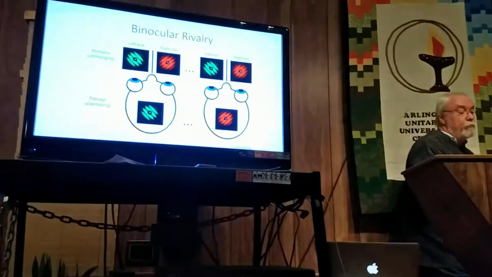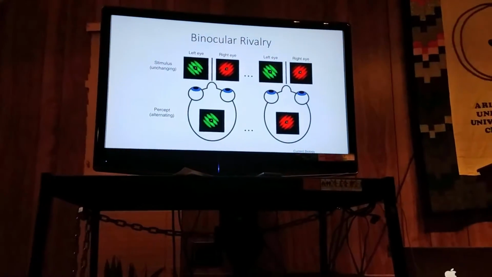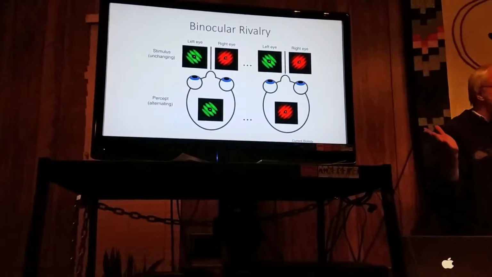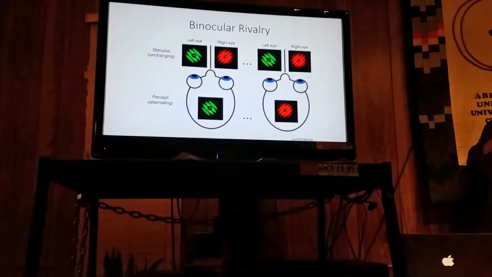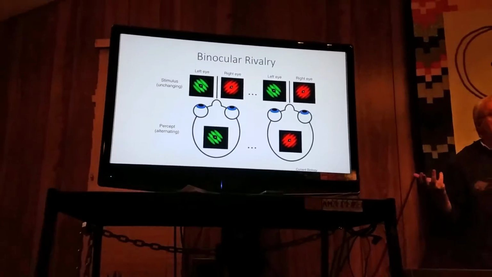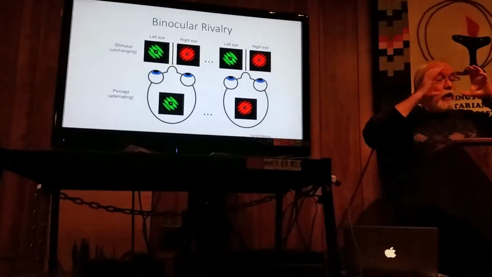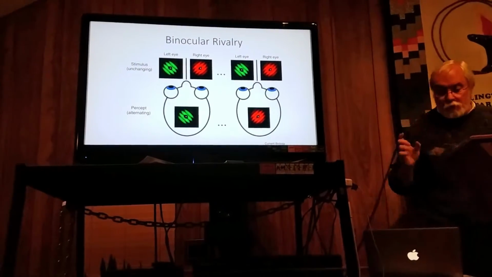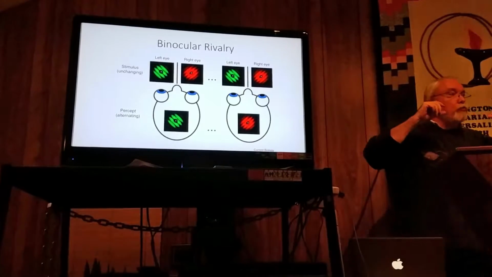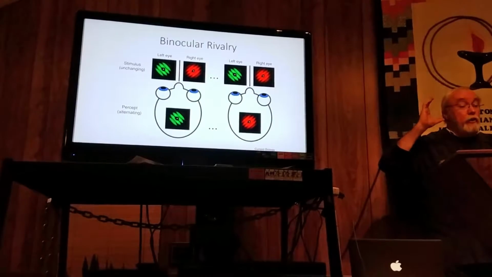But what if the images that each eye got were very different from each other? Now we get to binocular rivalry. Here's a schematic of a typical experiment on binocular rivalry. You can see there are two images. The left eye gets a green grating in one orientation, the right eye gets a red grating at a different orientation. Typically in these studies, the observer wears goggles that screen out everything except the stimuli they're supposed to be seeing. So all they would see would be these two gratings, one to one eye, the other to the other eye.